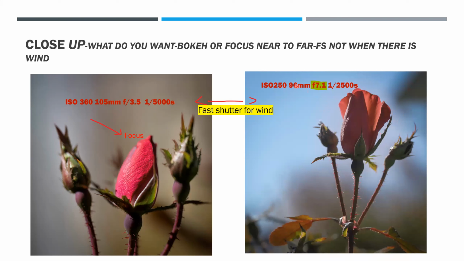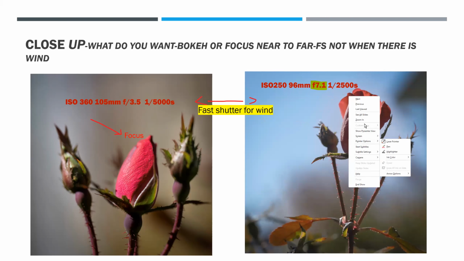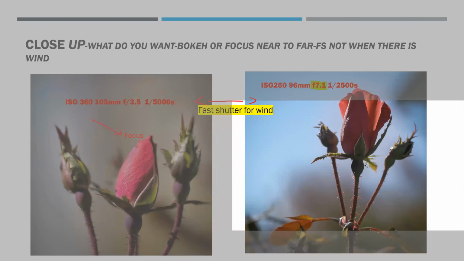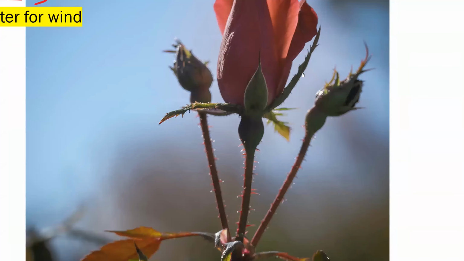But this was my 100, this is probably the lens that I was using, 2500 seconds at 7.1, a little wider aperture. I even got the thorns in focus. But had I been doing this, and I'll have to do this next summer because the flowers are gone, and even that is blurred, right?